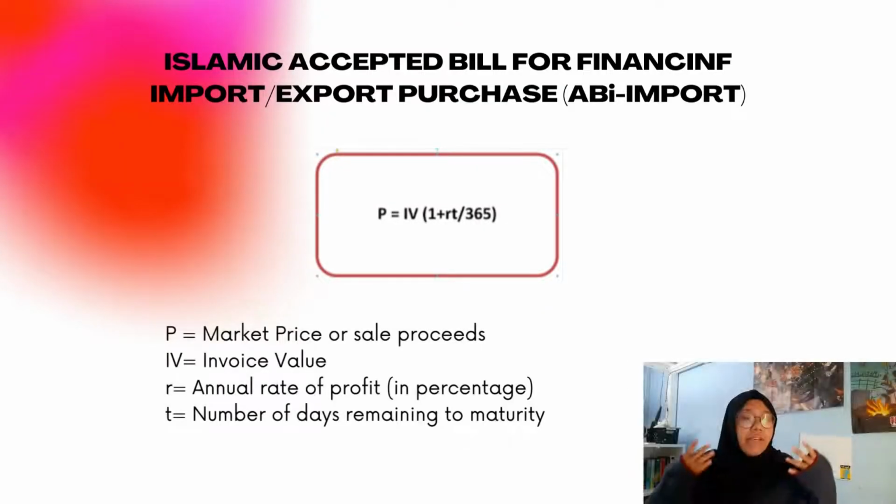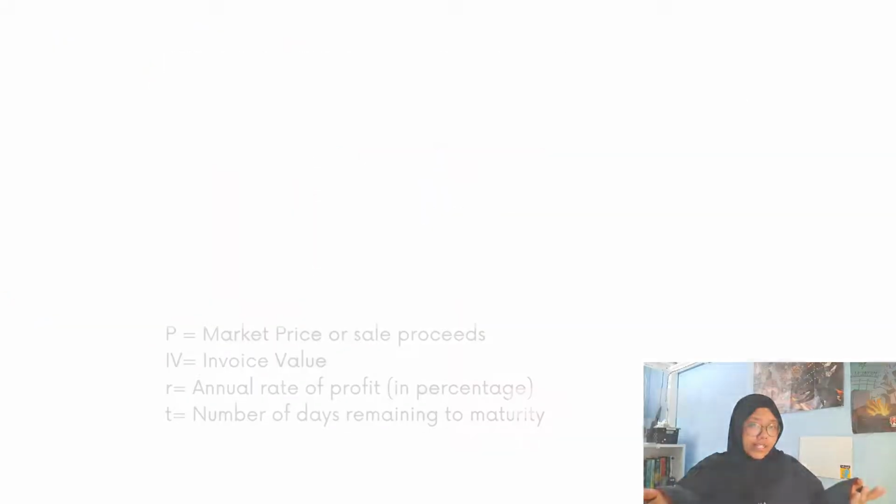Next is the Islamic accepted bill for financing import/export purchase, or ABI import. This is the formula for it. P is the market price or sale proceeds, IV is invoice value, R is annual rate of profit in percentage, and T is number of days remaining to maturity.